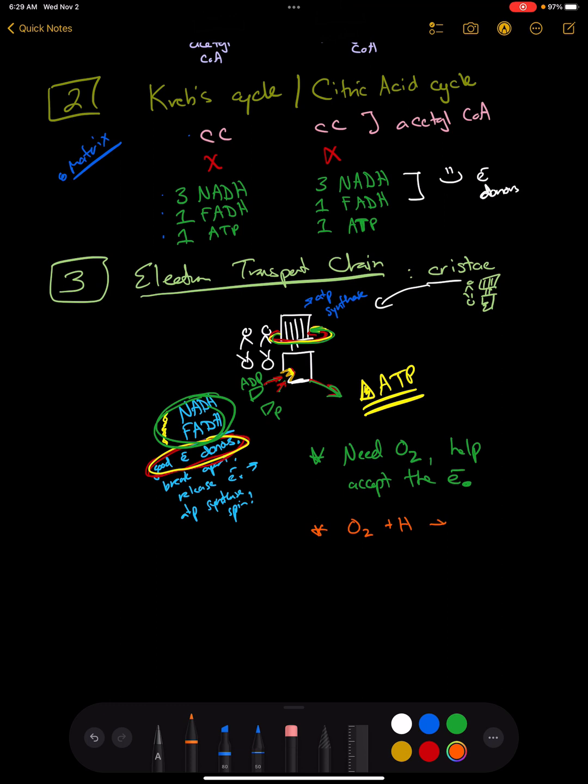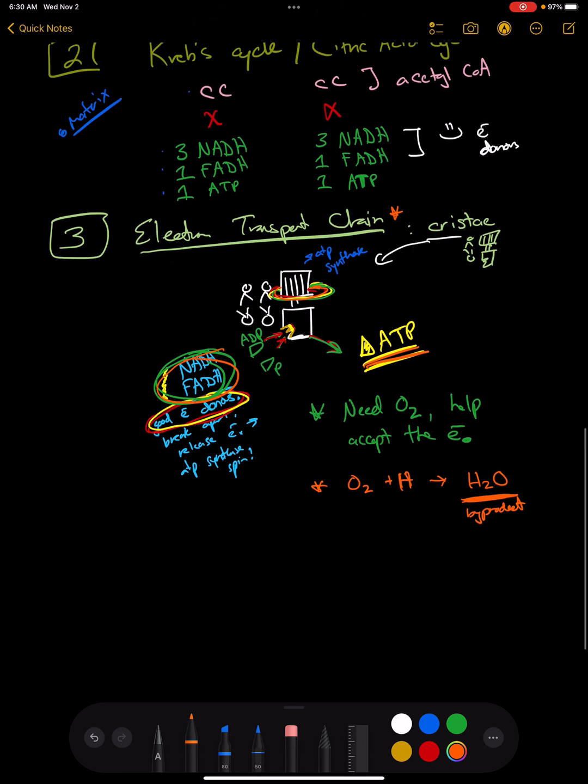And whenever oxygen and hydrogens come together, guess what? I get to make water. So remember, water was another byproduct, right? So every time you breathe out the CO2, remember you're also breathing out some water. Well, that water is coming from this electron transport chain, because the oxygen was sitting there taking electrons from the NADH and the FADH so we can make the ATP synthase spin so I can make my ATP.